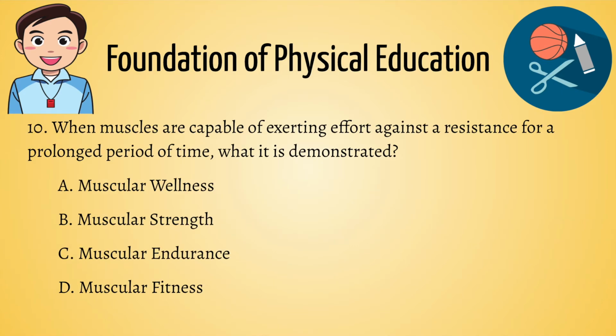When muscles are capable of exerting effort against a resistance for a prolonged period of time, what is demonstrated? A. Muscular wellness. B. Muscular strength. C. Muscular endurance. D. Muscular fitness. Answer: C. Muscular endurance.